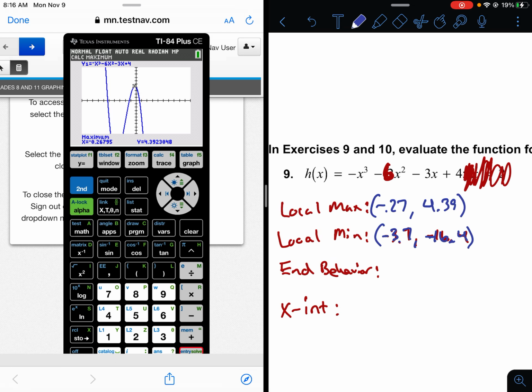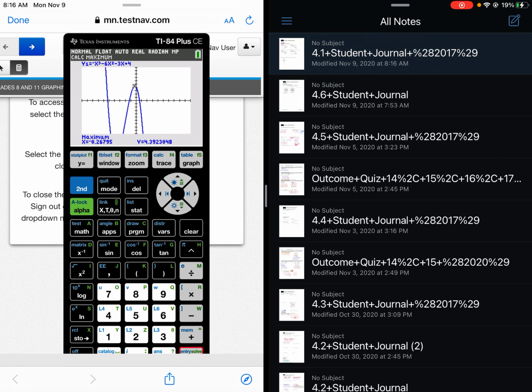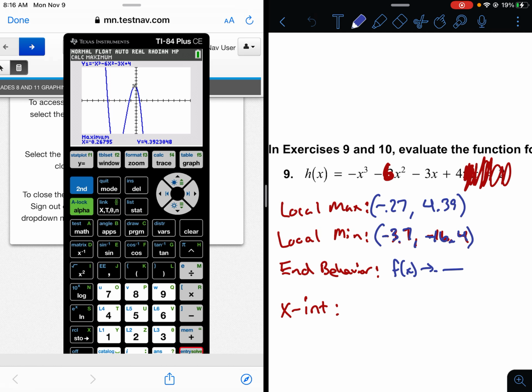End behavior. So this is actually going to work opposite, because here we have as x goes to infinity, or as x goes all the way to the right, the graph actually goes down. So you want to write f of x approaches negative infinity as x approaches positive infinity.